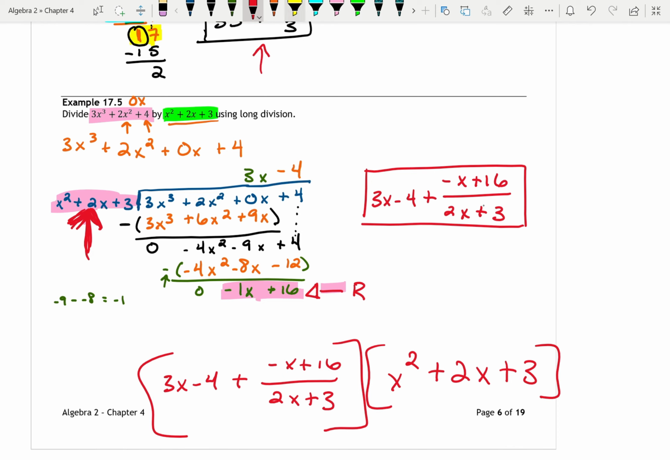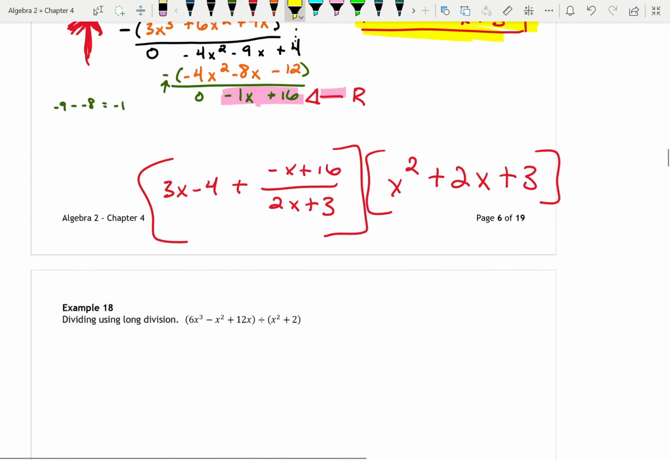So again, right here, this yellow highlighted piece, that's our answer. That was polynomial long division. All right, let's scroll down and let's look at another problem.